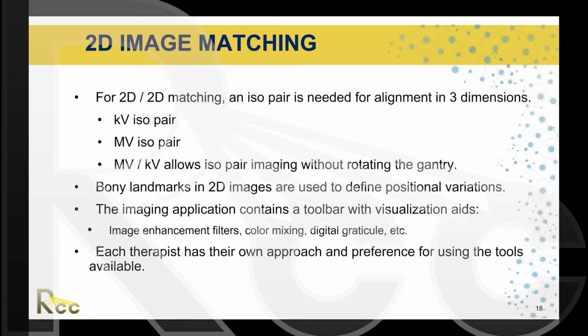So in 2D imaging, we generally use our bony landmarks to identify positioning variations, but sometimes the patient might have fiducial markers, which are also visible on 2D images. And it'll be evident when we're looking at the visualization which one you use. You know, it's really up to you. You have your own approach for using the tools and measurements and things like that. So everybody kind of does things their own way when they're looking at 2D imaging.